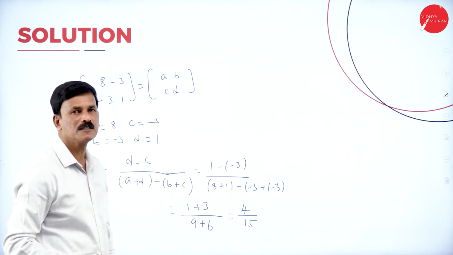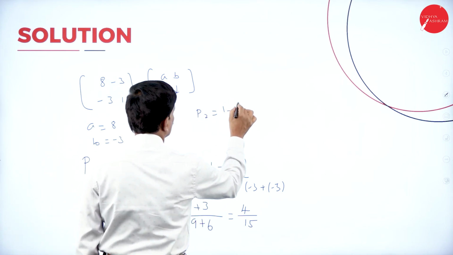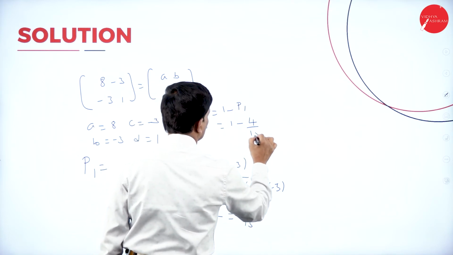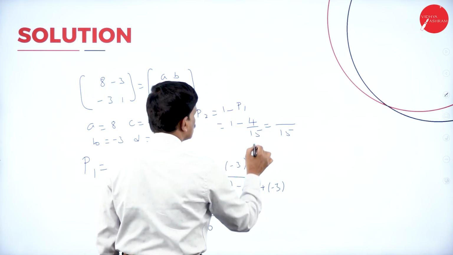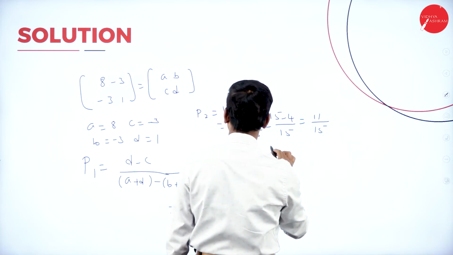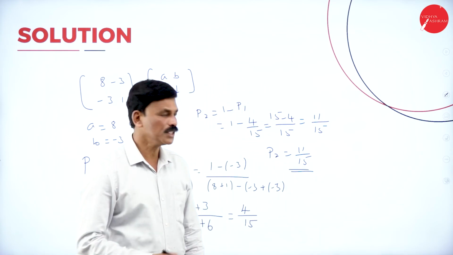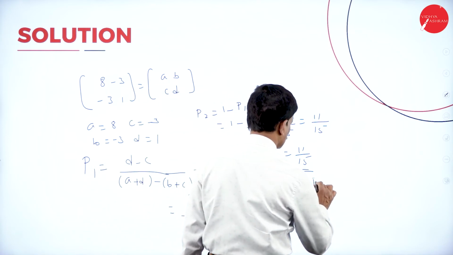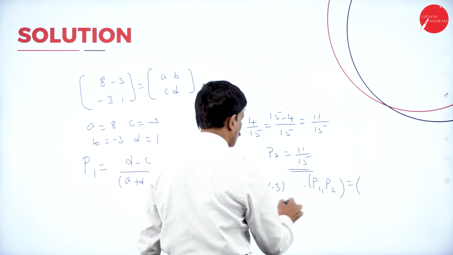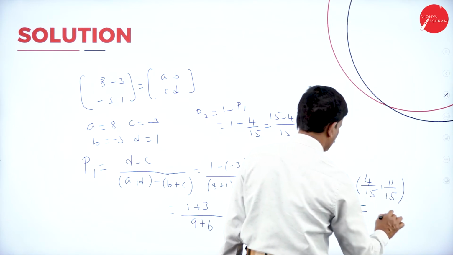4 by 15. Now find out P2. P2 is equal to 1 minus P1, that is 1 minus 4 by 15. Take LCM, 15 is LCM, 15 minus 4, 11 by 15. P2. Therefore P1 is equal to 4 by 15 and P2 is equal to 11 by 15.